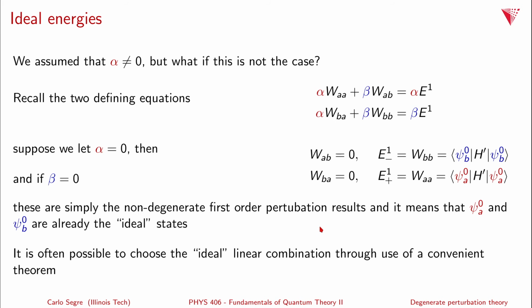So if we could choose the right, or the ideal, linear combination right from the beginning, then it would make our life simpler. We wouldn't have to solve it. And in fact, there's a way of doing this.